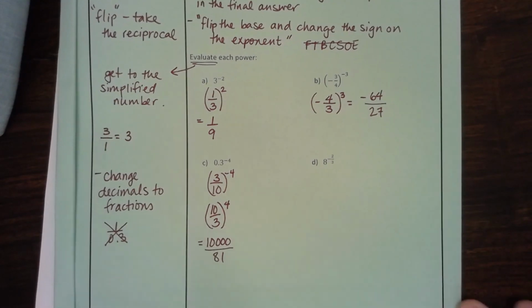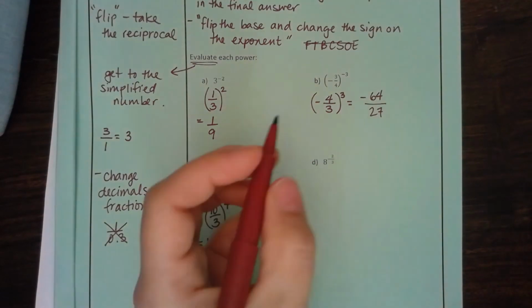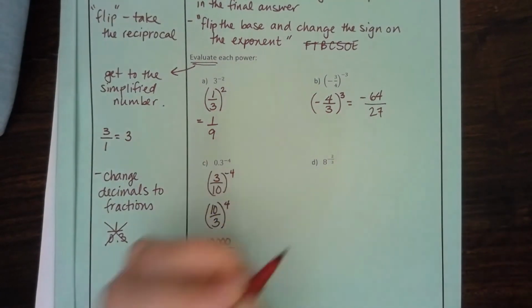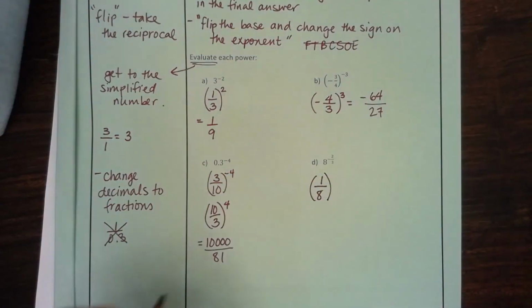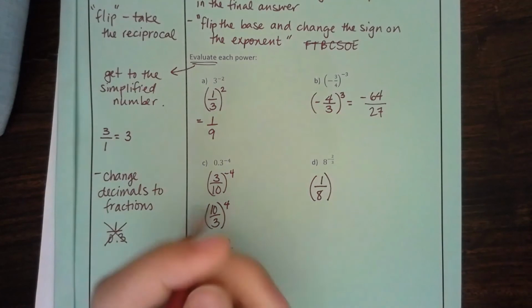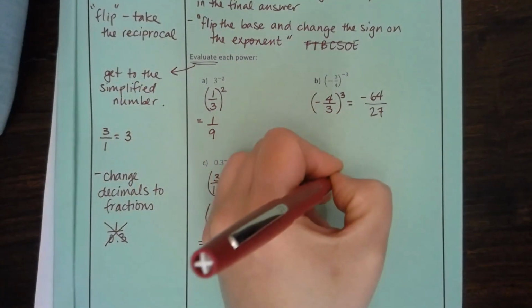All right, the last one, part D here, is again to help you remember that we want to flip the base and change the sign on the exponent only. Some students get really flip happy and they flip everything. We flip the base only. We take the reciprocal of the base only and we change the sign on the exponent only. Okay, so 8 to the power of negative 2/3, the base is 8, the reciprocal of 8 is 1 over 8. Okay, and then we change the sign on the exponent only so that negative 2/3 is now just positive 2/3.